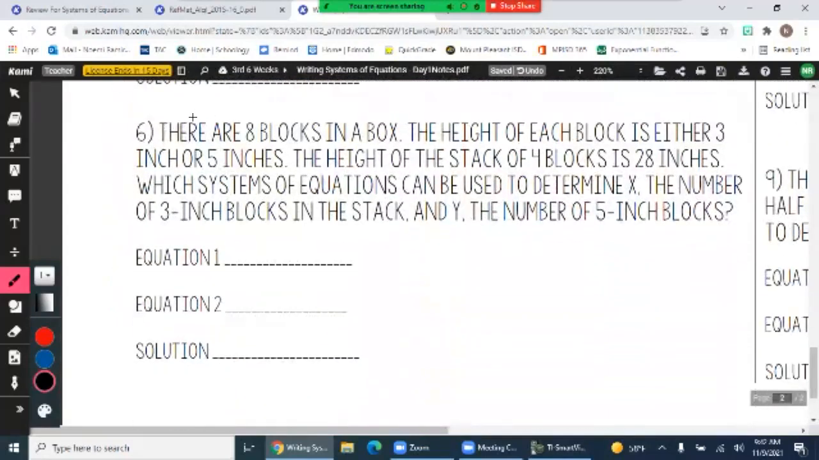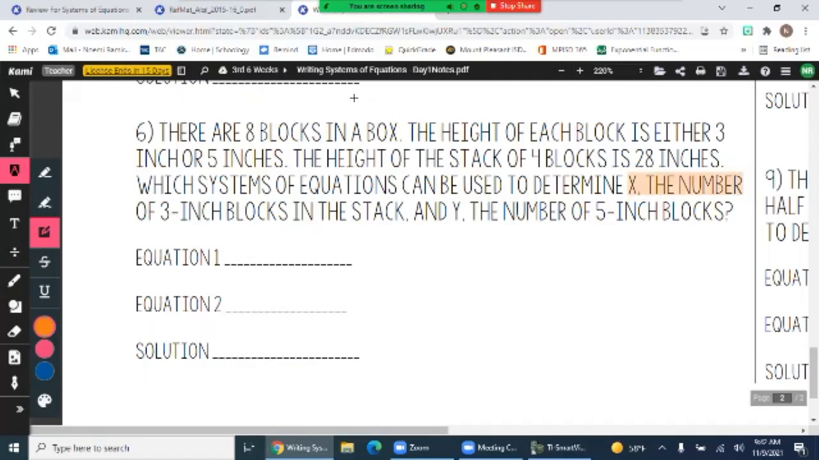Well, we're going to skip over to number 6, and then we'll do number 7, 8, or 9. I don't know which one. Okay, so there are 8 blocks in a box. The height of each block is either 3 or 5 inches. The height of the stack of 4 blocks is 28. Which system of equations can be used to determine X, the number of 3-inch blocks in the stack, and Y, the number of 5-inch blocks? Now, in this one, they are feeding you the variables. They want you to use X for the number of 3-inch blocks, and Y for the number of 5-inch blocks.